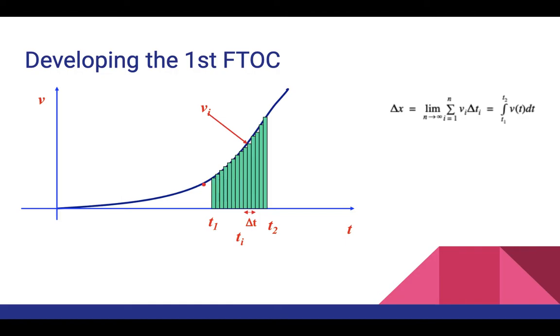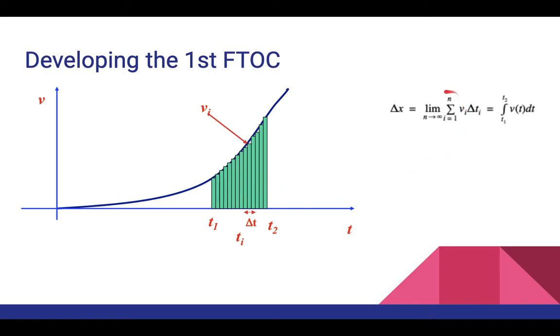In this case, the more rectangles we add over this time interval, the more accurate an answer we get for the area between our velocity curve and our time axis, and hence the more accurate an answer for how far our car has traveled, our change in position over this time interval. So we can write that our change in position is equal to the limit as n goes to positive infinity of the areas of each of these rectangles, each of height vi and of width delta t.